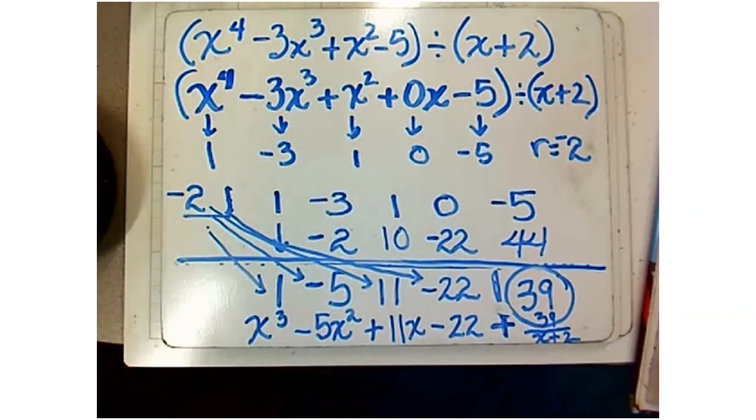If we divided 4, if we had 5/4, that would be a 1, remainder 1 over 4, right? So we do the remainder over what we're dividing by. So we do our remainder 39 over what we're dividing by. So the final answer is x to the 3rd minus 5x squared plus 11x minus 22 plus 39 all over x plus 2. Holy freaking mackerel. Craziness, huh?